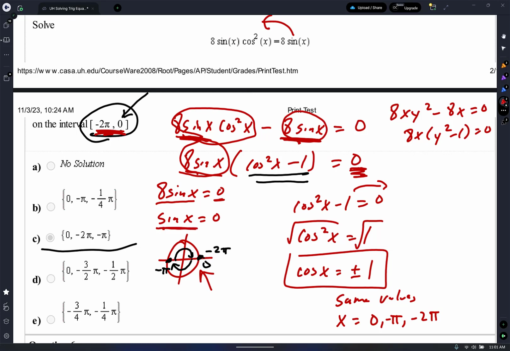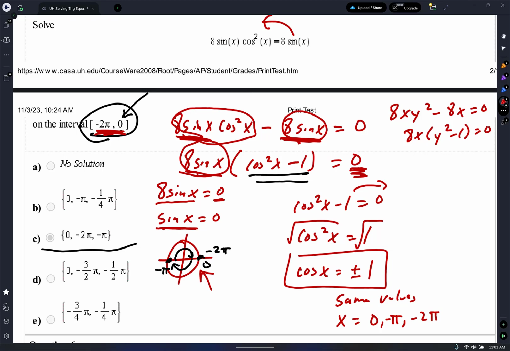Sine is a y value. And I said, well, you're 0 at those black dots there. And then I counted, I went clockwise, because it's negative, and I got all those negative radian values. Does that make sense? Yeah, and why couldn't cosine squared x minus 1 be 0?